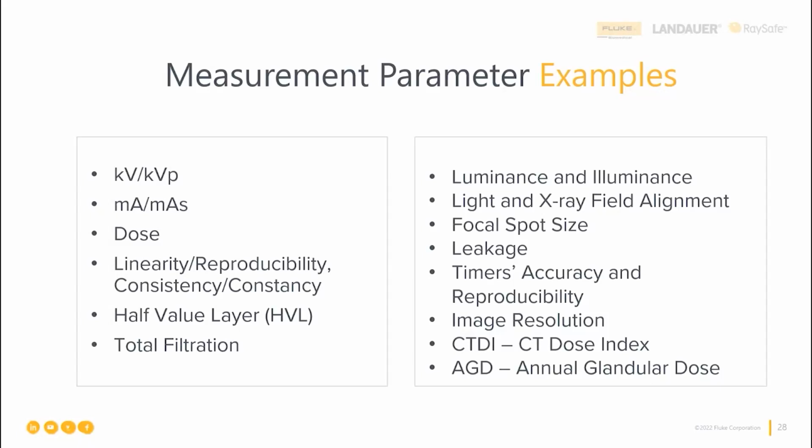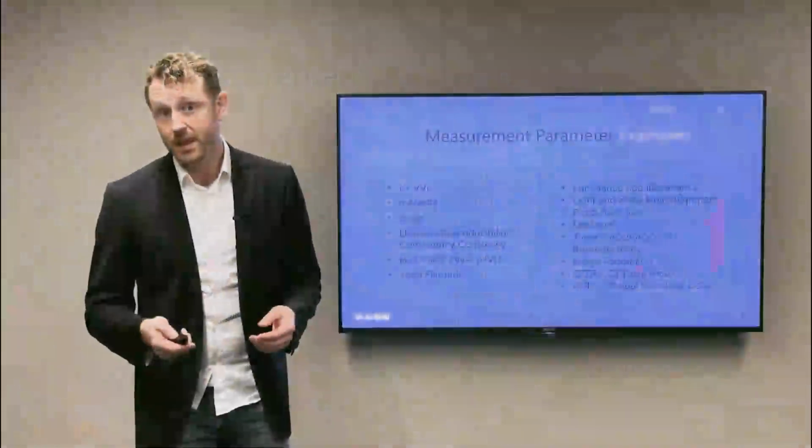Except testing the regular parameters such as dose, kVp, and mAs, one can also test the consistency and reproducibility of the machine. One is then doing several identical exposures and the output must be the same.